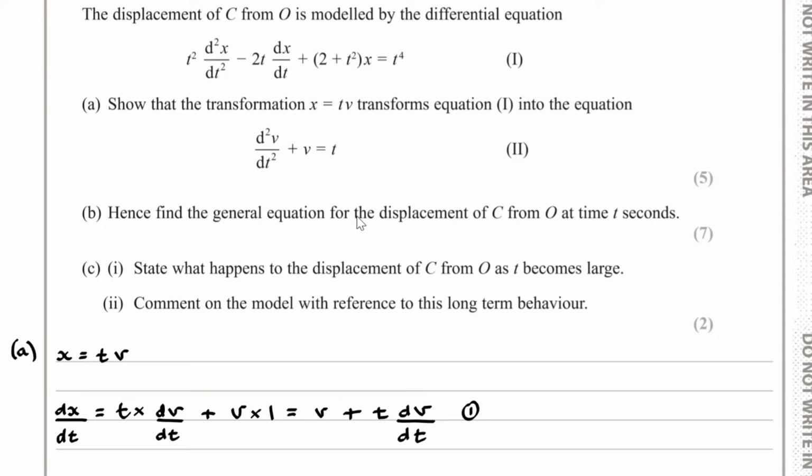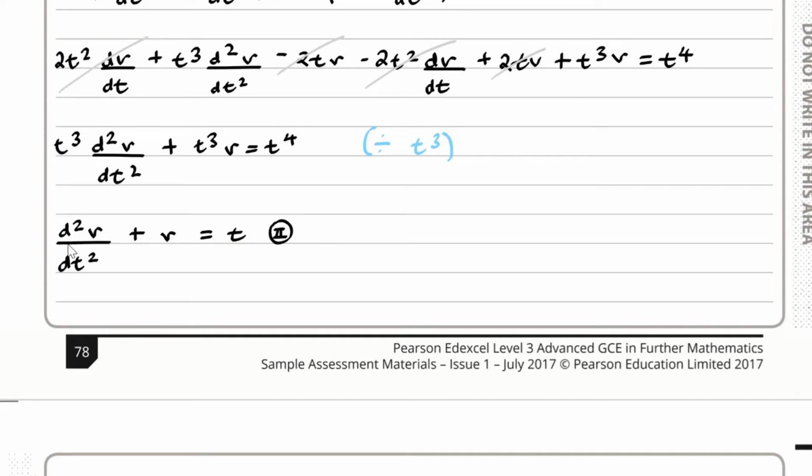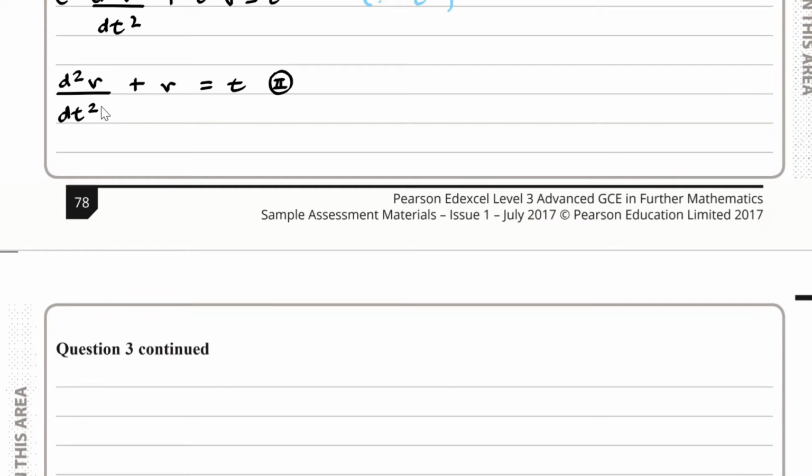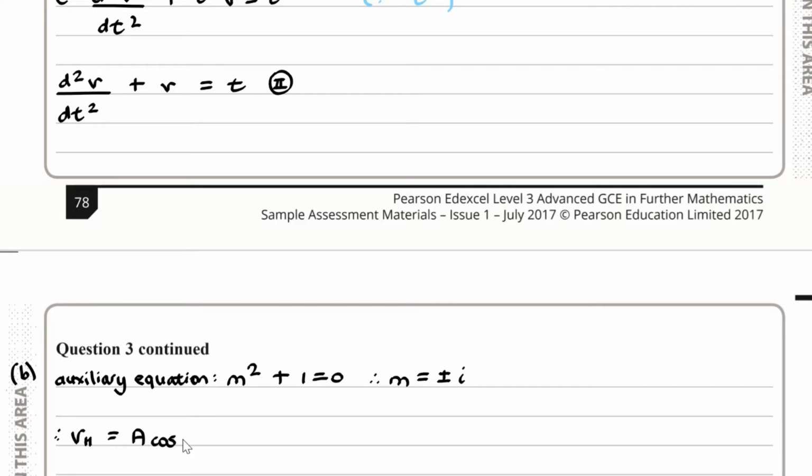Now for part B, we have to find the general solution for the displacement of C from O at time t seconds. With this non-homogeneous second order differential equation, to find a general solution we would first of all have to find the auxiliary equation. So for part B, the auxiliary equation is m squared plus 1 equals 0. Of course, you'll notice m is equal to plus or minus i. That's quite straightforward. Therefore, our homogeneous solution to this equation, vH, is equal to a cosine t plus b sine t.